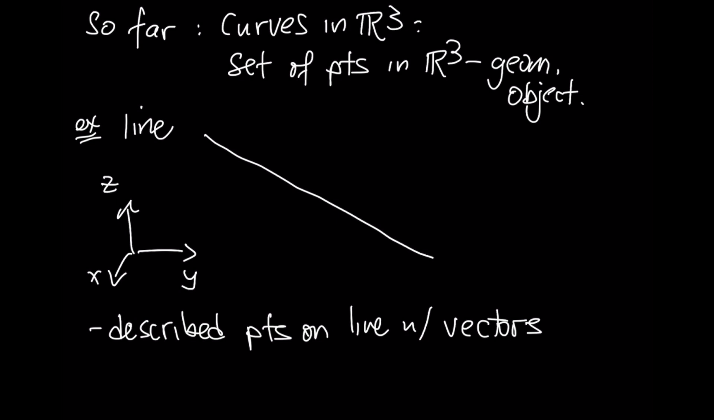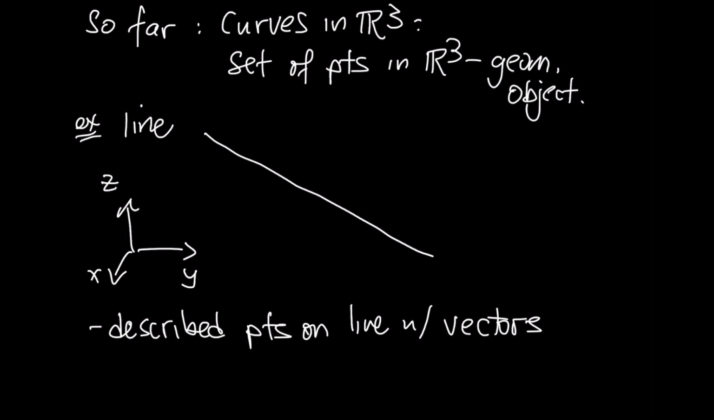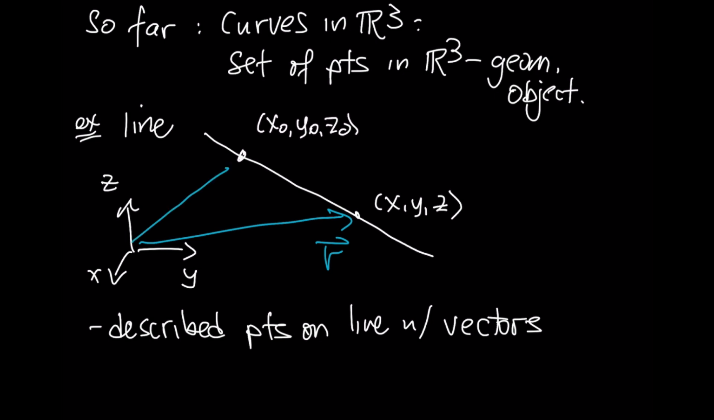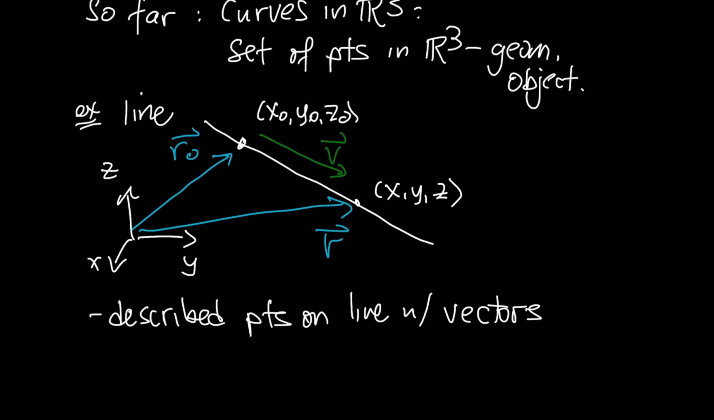So, for example, if this is some generic point on the line, we already discussed how to use vectors to locate that point. So we would call this vector R, and we needed some point on the line, x0, y0, z0. We used another vector, and the final piece of the story was we needed to know a vector in the direction of the line, called v. Then what we did was describe the points on this line using this vector equation.